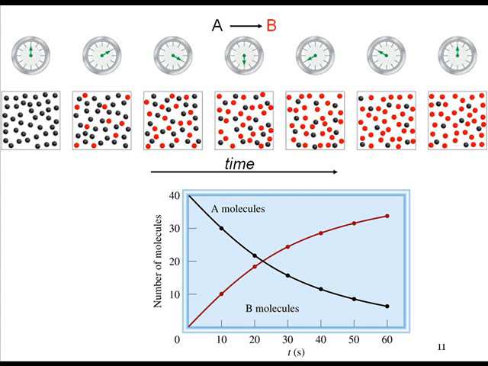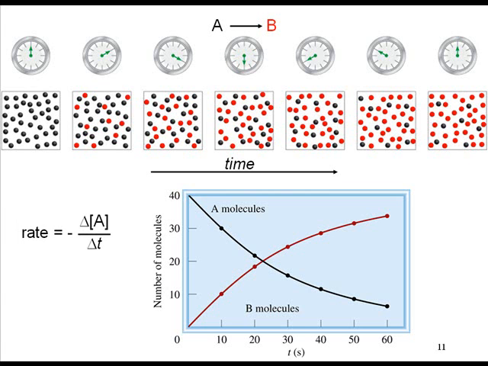What else you need to note is that these graphs are not straight lines. They rather are what are called asymptotic. Now the reason why the production of product, which is B, that's the red line, tapers is because after a while some of the B goes back to A. Now, the more product you have, the easier it is for a product to become reactant, and so it slows down.